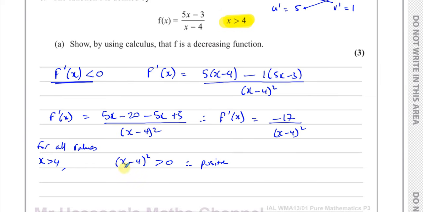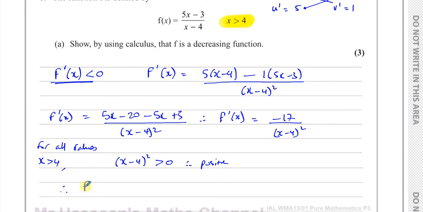When x is greater than 4, this is always going to be positive. When x is equal to 4, this is going to be equal to 0, which would cause this to be undefined. So when x is greater than 4, which is the condition here, we know that this is always going to be positive. So for all values of x greater than 4, this is going to be greater than 0.